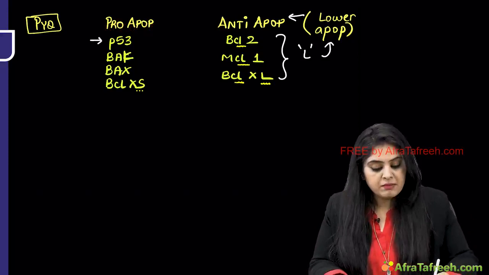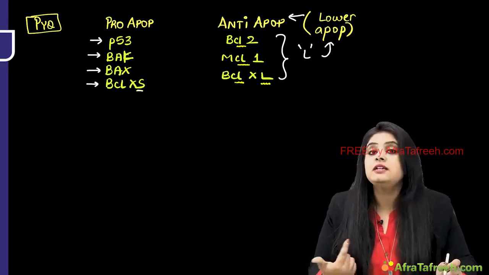So P53, then BAK, then BAX, then BCLXS. They are not XL, XS. They are all increasing apoptosis.